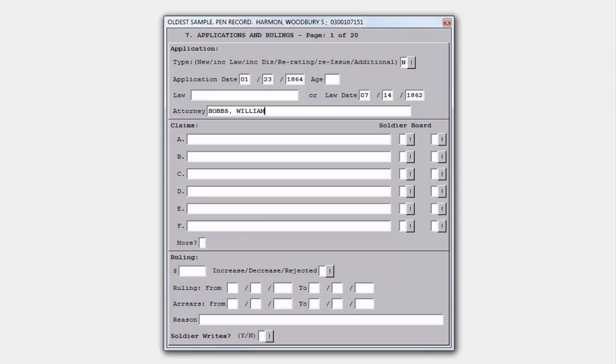Harmon is claiming a pension for gunshot wound in the right shoulder. When a disability is claimed by the soldier, we record X under soldier. If the pension board approves a disability, we record X under board. The board's approval of the claim is indicated by the granting of a pension rate for that application. Harmon is admitted to the rolls with a pension of $6 per month commencing February 17, 1863. We refer to the amount as the pension rate or rating.